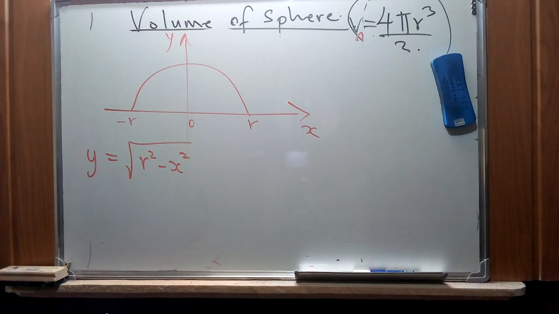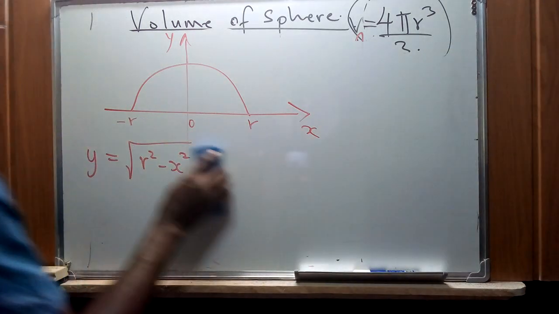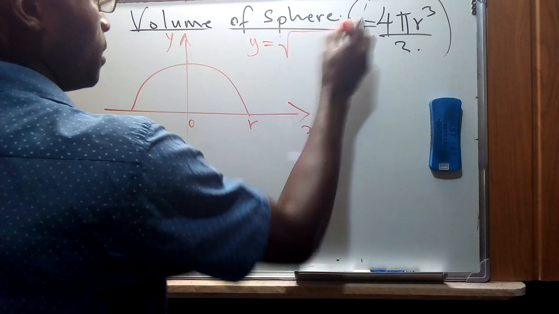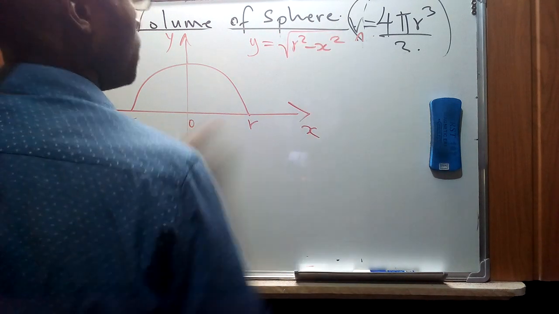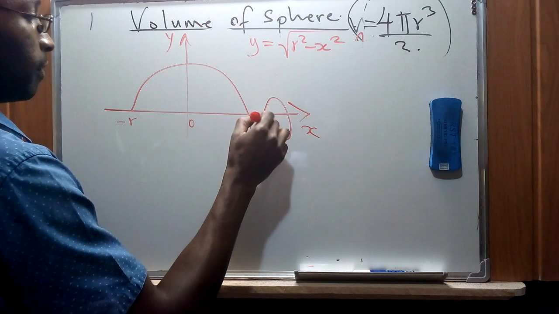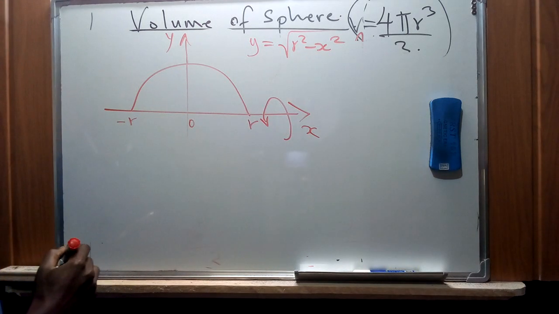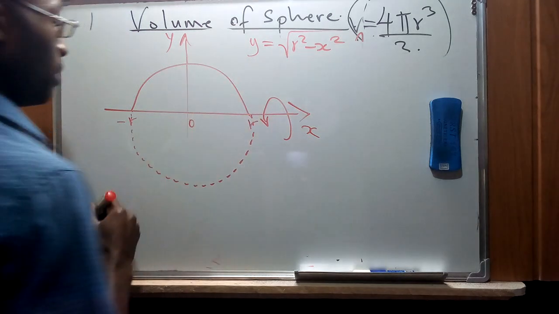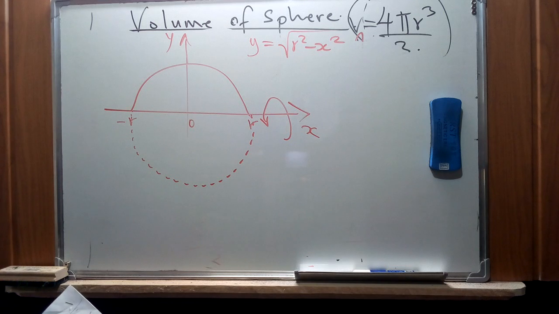And if we rotate this curve about the x-axis, a sphere of radius r will be formed. So I've said that this curve is represented by the root of r squared minus x squared. Therefore, if we do a rotation along the x-axis of this particular curve, this will form a volume of radius r, or a sphere of radius r.